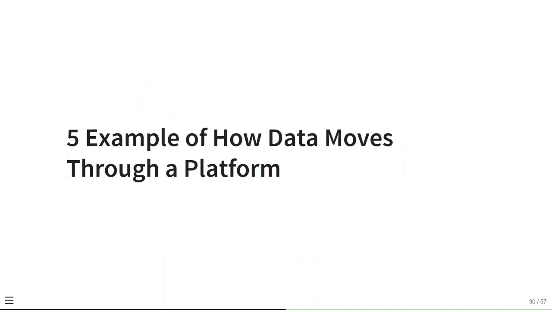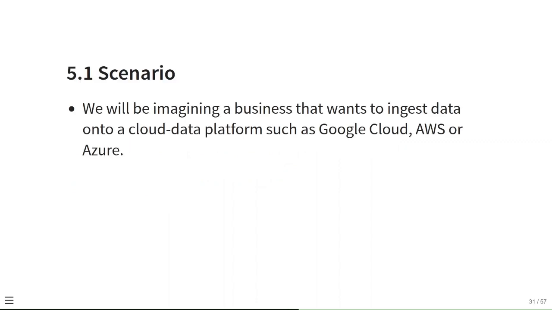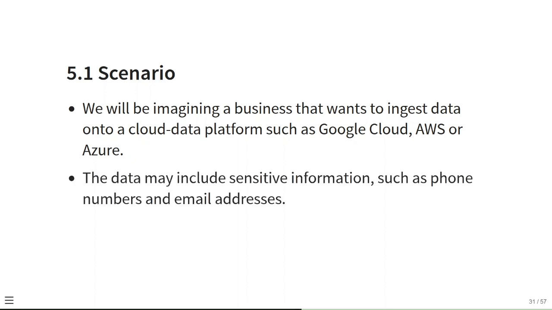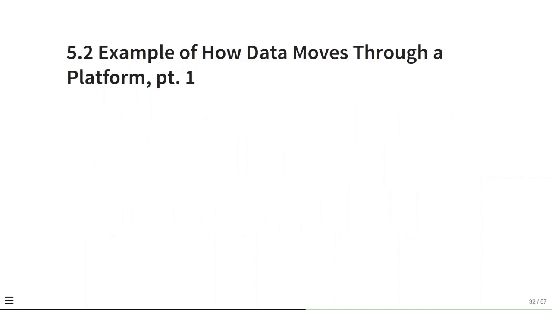An example of how data moves through a platform. The scenario here is one where we will be imagining a business that wants to ingest data onto a cloud data platform such as Google Cloud, AWS, or Azure. The data may include sensitive information such as phone numbers and email addresses. Such an operation may contain the following parts.